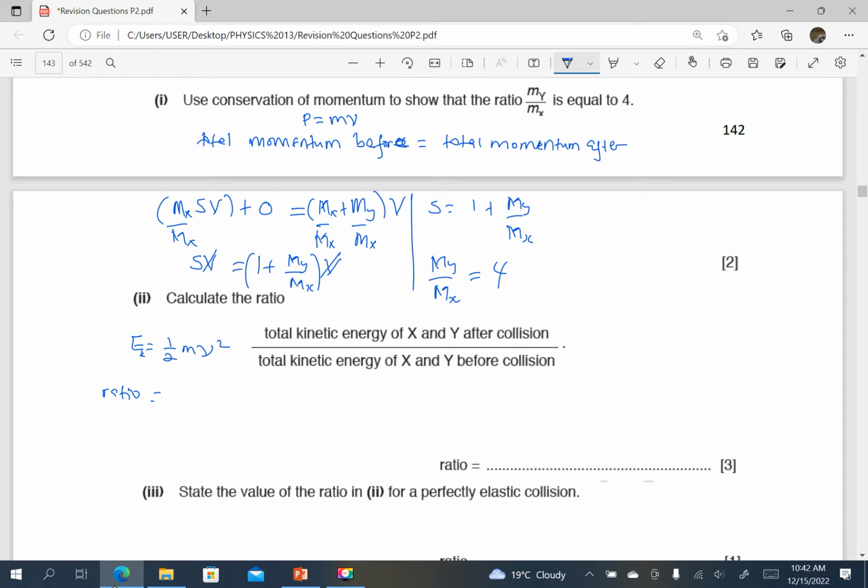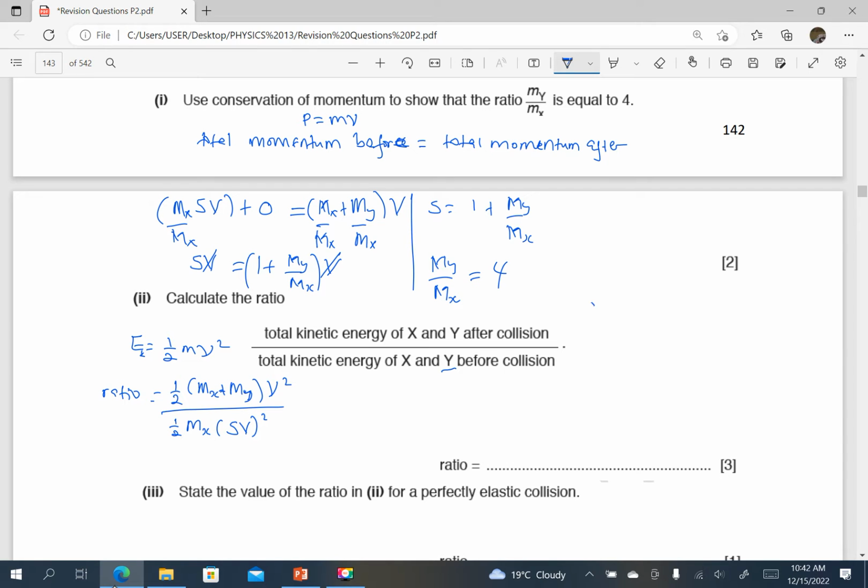The ratio is going to be, for X and Y after collision, a half. Since they stick together, the total mass is mx plus my, times they move with the common velocity v squared. Divide by total kinetic energy of X and Y before collision. Remember, Y was at rest, so I just consider X. So this was a half mx times its speed, 5v, squared. So a half has cancelled, and remember my over mx is 4.